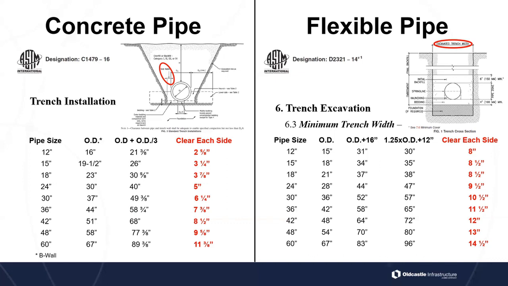So if you notice on the other ones, like on a 24-inch pipe, you've got 5 inches on a concrete, but you need 9.5 inches on each side for flexible pipe. Is that enough to get the compaction done? Possibly, depending on what you're using. So we have to make sure that the contractor can meet these compaction numbers of either 85, 90, or 95% compaction, depending on the material they're using, with this amount of clearance on each side.